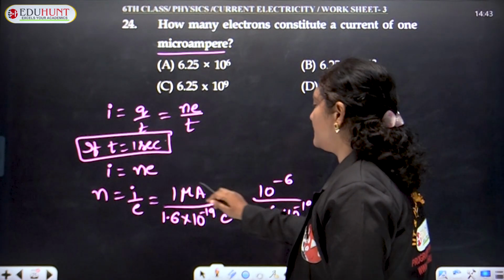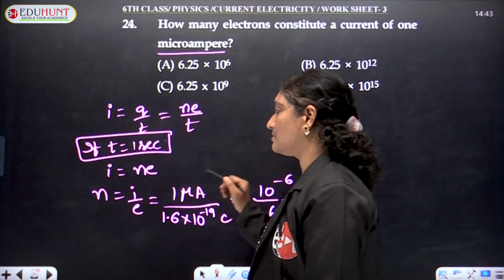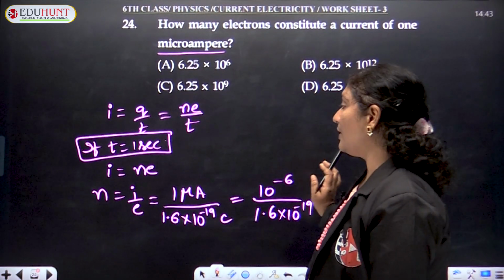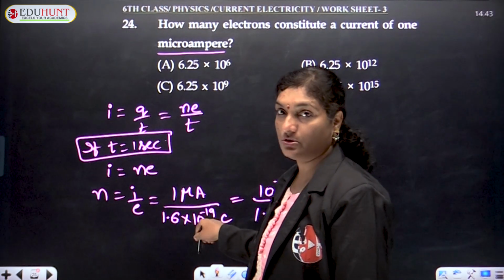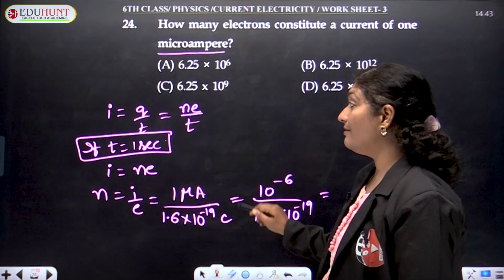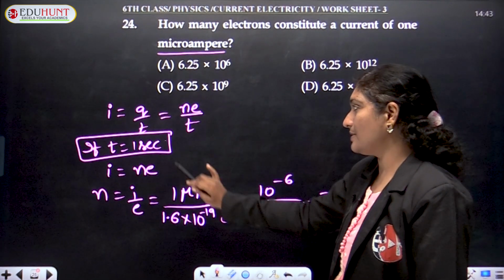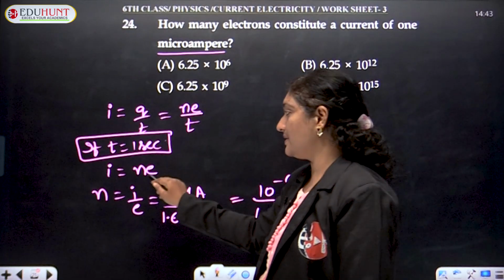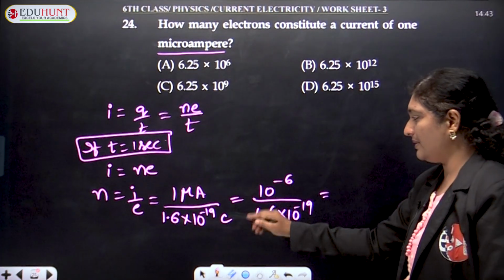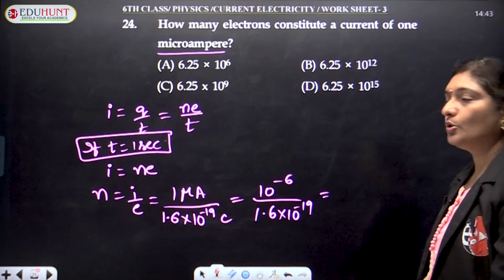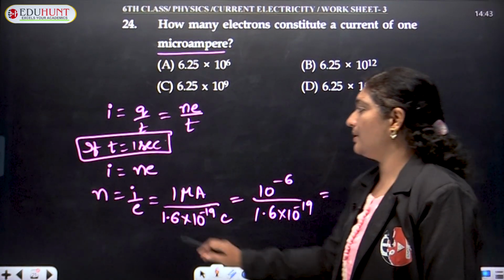I have removed the units, children, so that you will not get confused. Why? Because if you write the units, you also need to consider the value of time. Time is measured in seconds. As I have time considered as 1, the unit second will be missing, so that will be confusing. I simply ignored the units, just finding out the number of electrons.